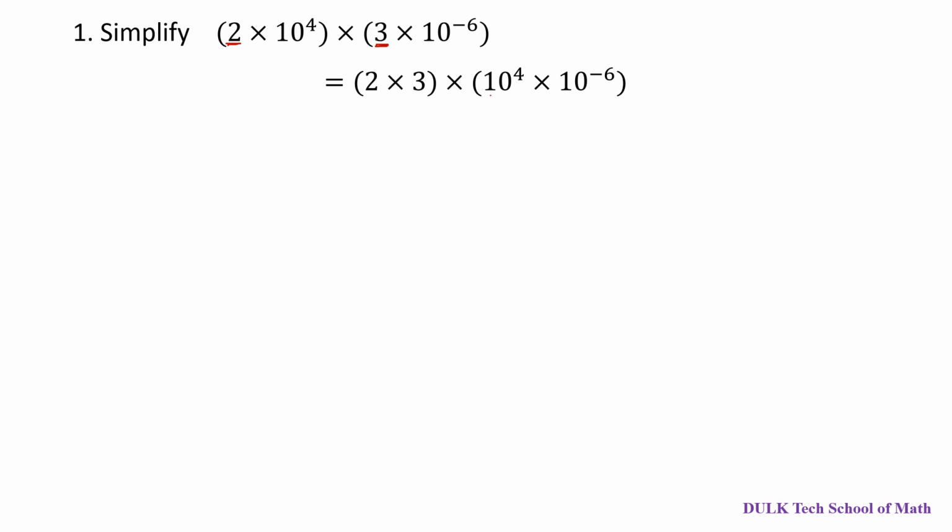Here we are multiplying indices of the same base. We have 10 to the 4 times 10 to the minus 6. The base is the same and we are multiplying, so according to the laws of indices, we add the powers. We add 4 and minus 6. So it's now 6 times 10 to the power 4 plus minus 6, and 4 minus 6 is minus 2. So our final answer is 6 times 10 to the power minus 2, and this number is already in standard form. So that's our final answer.